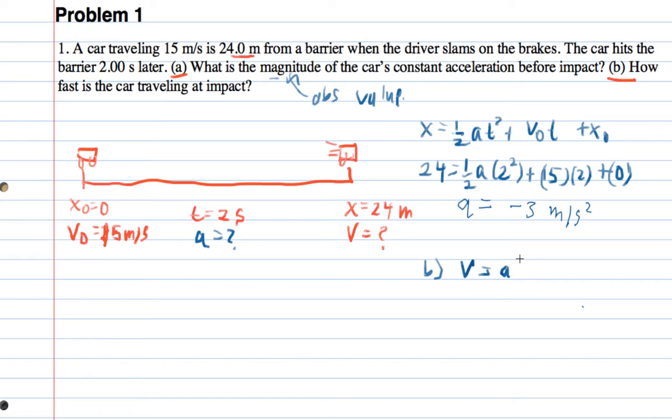So let's try this formula, v equals at plus v naught. I just chose it because it's the easier formula to work with. So we have v, which is what we're trying to get, equals -3 times 2 plus 15. And when we solve, we're going to actually end up getting that this v final is 9 meters per second. And that's problem number one.